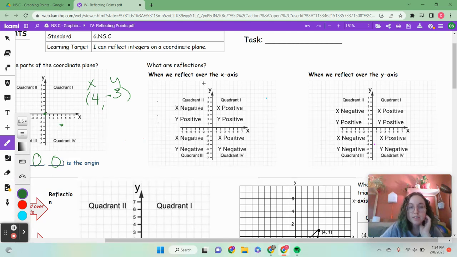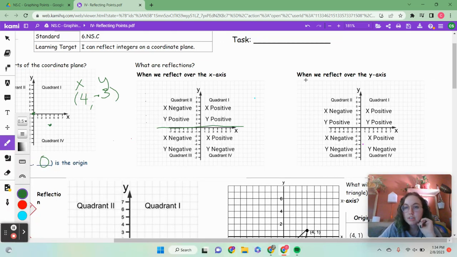If we want to reflect something over the x-axis, that means we are reflecting it about our horizontal axis. If it's on the bottom, it flips up to the top. If it's on the top, it flips down to the bottom. So what's changing when we reflect over the x-axis? Well, the x's will stay the same, but the y's change from positive to negative or negative to positive. Our x's stay the same, but our y's are going to change their sign.